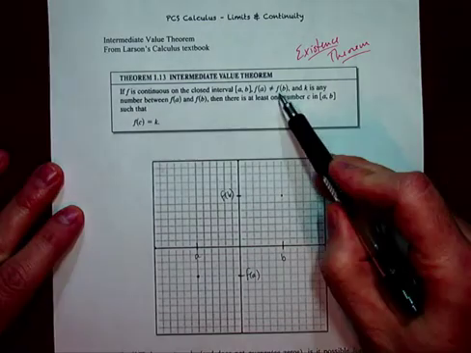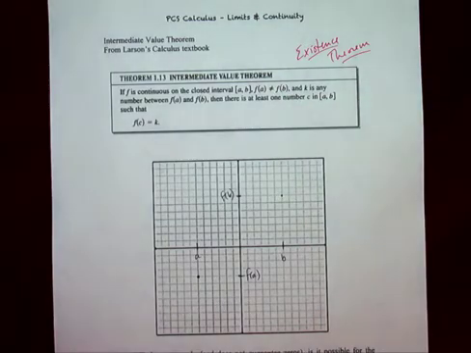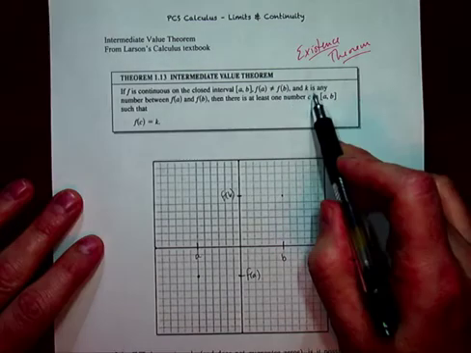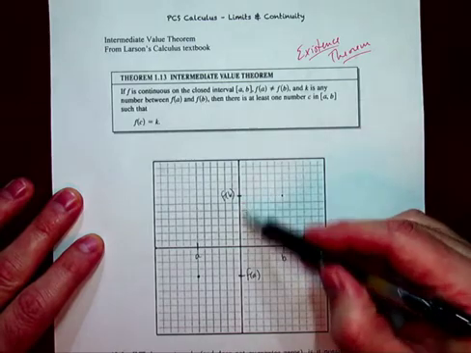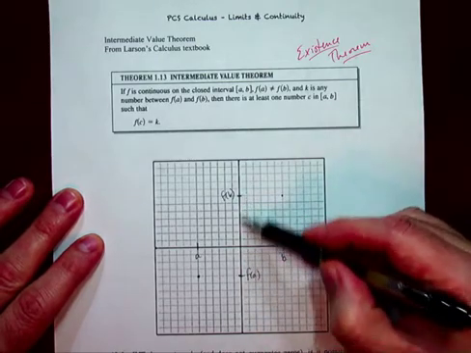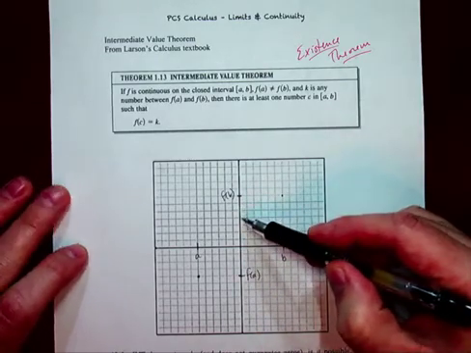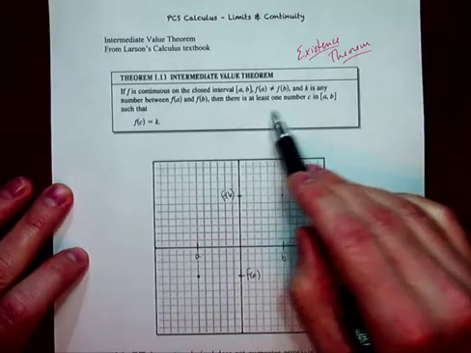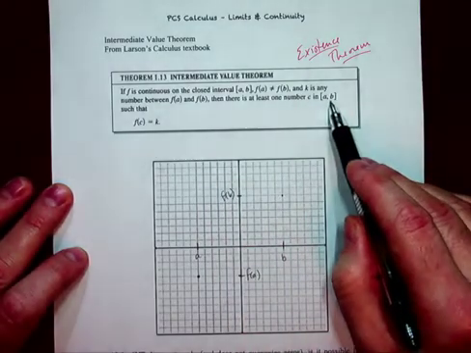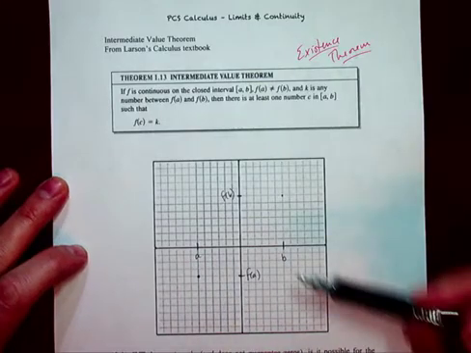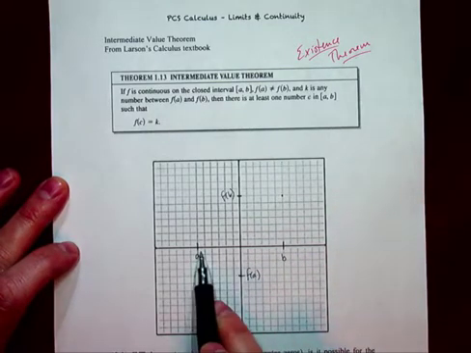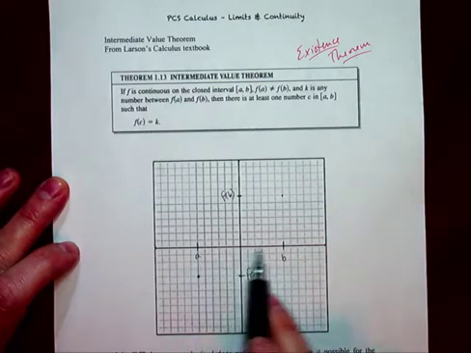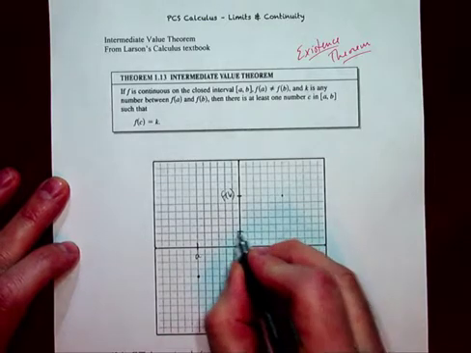And k is any number between there. So k can be any number between f of a and f of b. Then there is at least one number c in [a, b]. So basically, there has to be a number between a and b that gives you k.